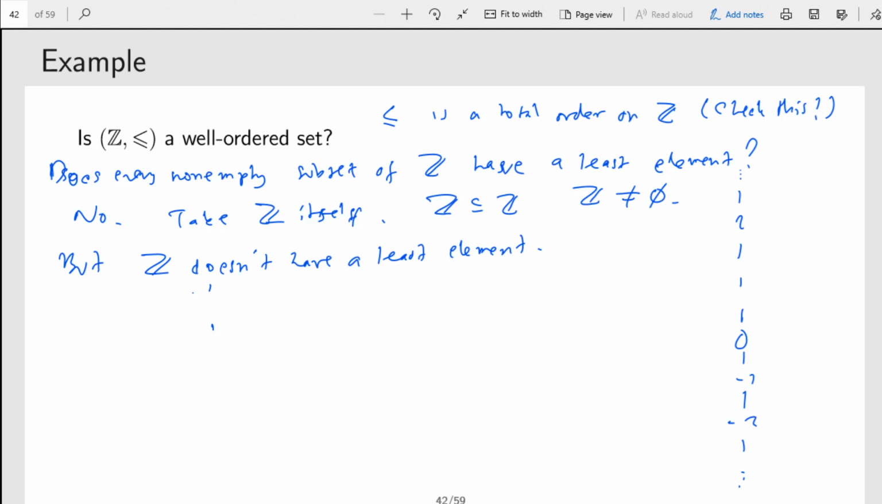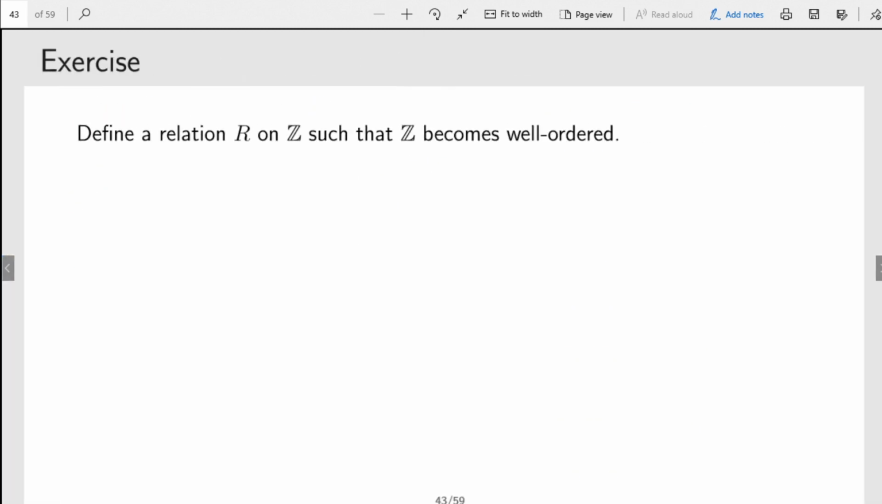So for our next example, the question is, can we define a relation R on Z such that Z becomes well-ordered? Obviously we cannot use the usual relation here, so we need to use another relation R. The idea is that if you want to make a chain like this, you have 0, 1, and then -1, and then 2 and then -2 and so on.